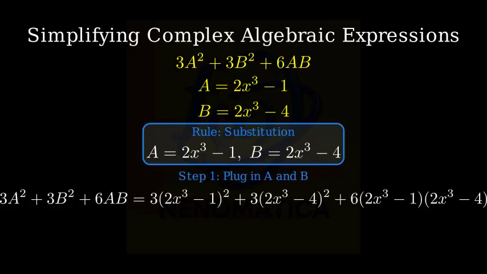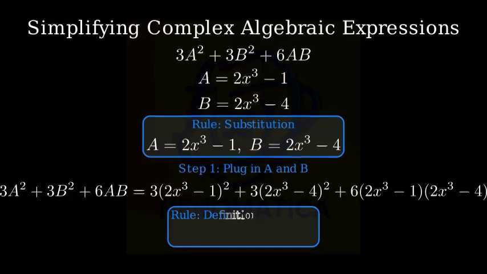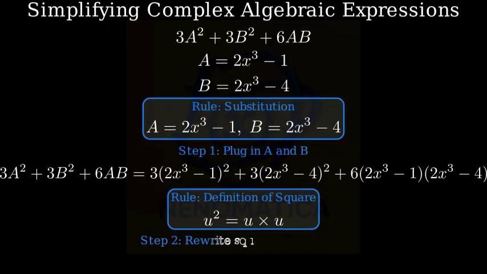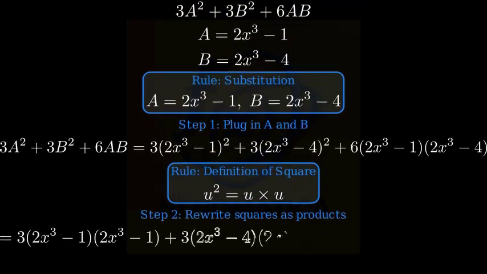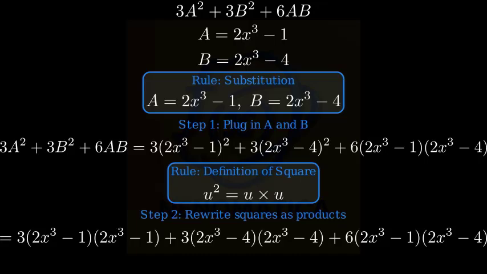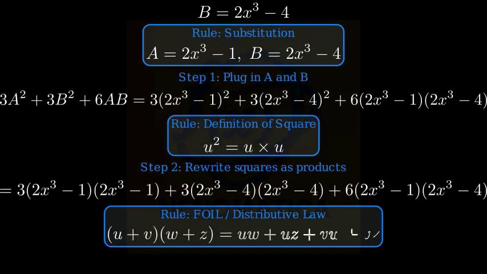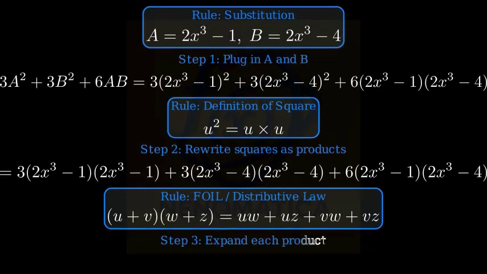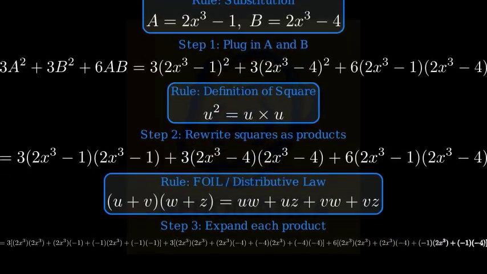Next, we'll apply the definition of squaring. Step 2. We'll rewrite each squared term as a product of the same expression with itself. Step 3 involves expanding each product using the FOIL method or the distributive property. FOIL stands for first, outer, inner, last, which reminds us to multiply each term in the first bracket with each term in the second bracket.